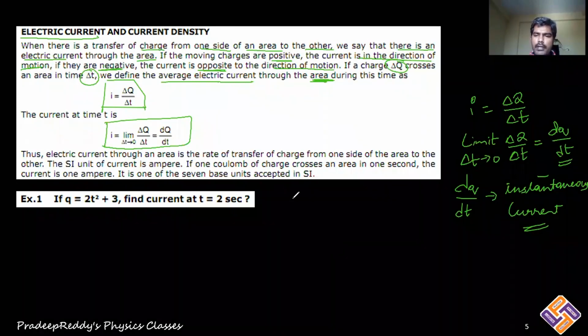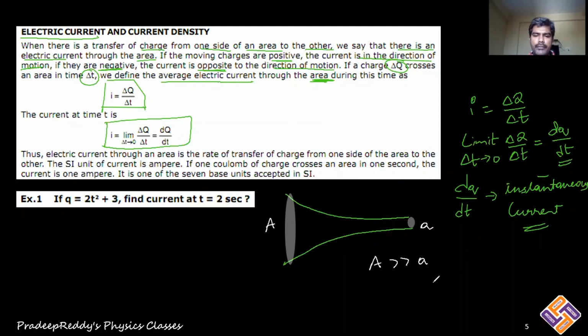Let me make it clear. I am considering a conductor like this. The area of cross section initially at this position is this much, and coming to this side, it is the area of cross section here. I can now say the area of cross section here is capital A and here is small a. Capital A is greater than small a.